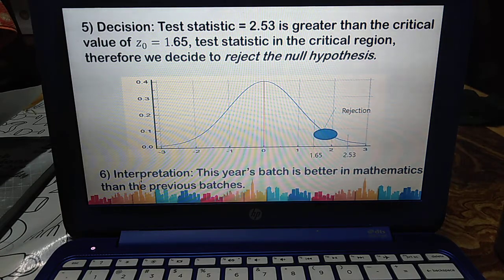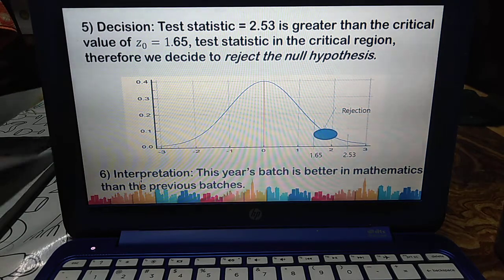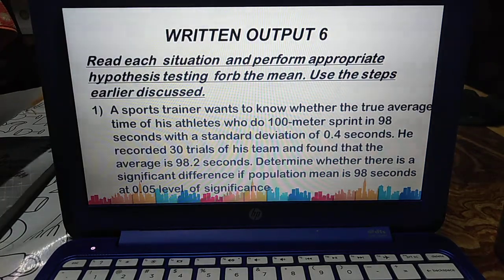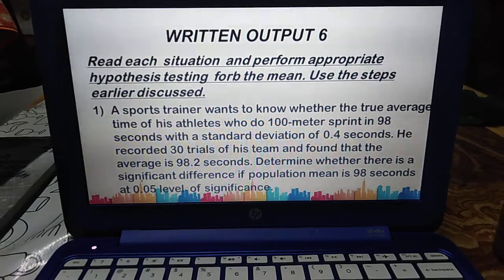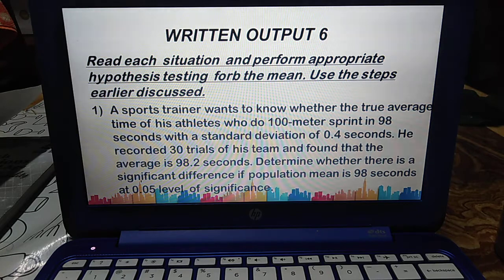You are now to solve these two problems. For written output number 6, first, use the steps that we discussed in solving this problem. A sports trainer wants to know whether the true average time of his athletes who do the 100-meter sprint is 98 seconds with a standard deviation of 0.4 seconds. He recorded 30 trials of his team and found that the average is 98.2 seconds. You are to determine whether there is a significant difference if the population mean is 98 seconds at 0.05 level of significance. Again, look at this. You are to determine whether there is a significant difference.